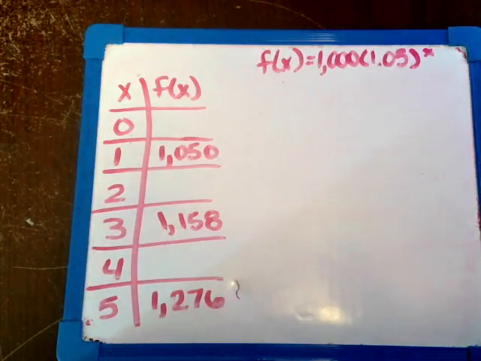All right, let's look at this problem. Find the missing values in the table for the function f of x is equal to 1000 times 1.05 to the power of x. Round answers to the nearest whole. So this already gives us the answers for 1, 3, and 5 for the value of x. We need to find 0, 2, and 4. Go ahead and pause the video and do that, and then come back.